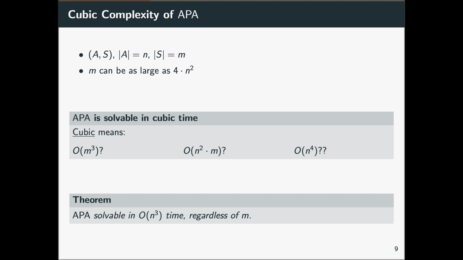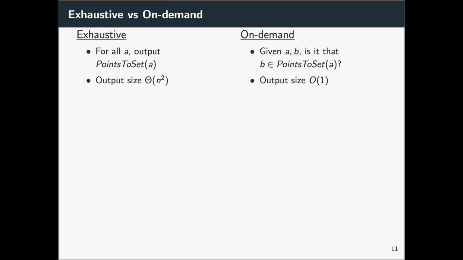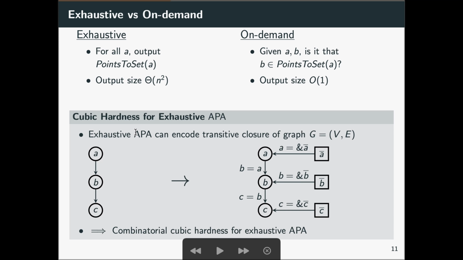The next question is whether this n cubed bound can be improved further, for example, maybe become n squared. Here we make a crucial distinction between the two variants of the problem, meaning the exhaustive analysis and the on-demand analysis. It can be easily shown that the exhaustive case can encode the transitive closure of a graph, which directly implies a combinatorial cubic lower bound for the problem. However, in this reduction, on-demand pointer analysis corresponds to a single-pair reachability problem, and since the latter is solvable in quadratic time, there is hope that on-demand analysis also admits a subcubic bound.